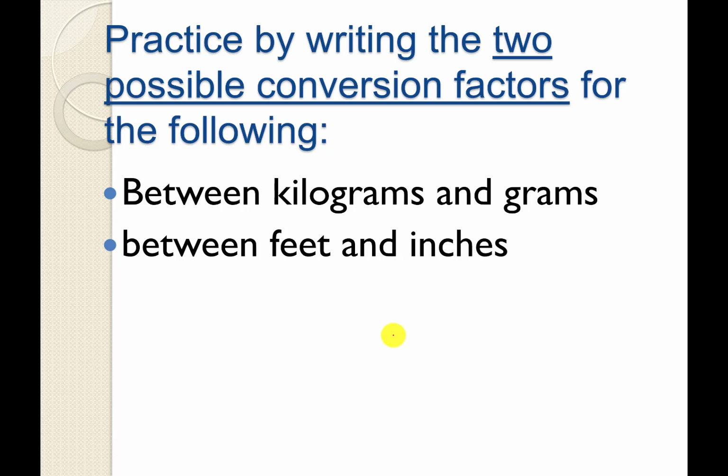All right, let's first of all do kilograms and grams. So we have 1 kg equals 1,000 grams, because kilo means 1,000. 1 kg equals 1,000 grams. So we're going to create a conversion factor. All we have to do is divide both sides by 1,000.